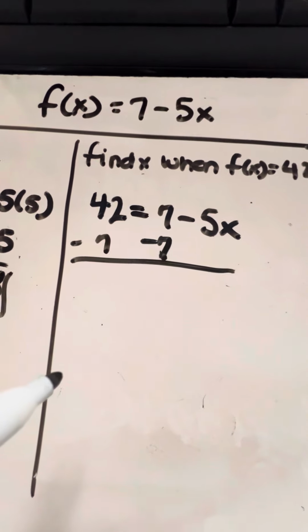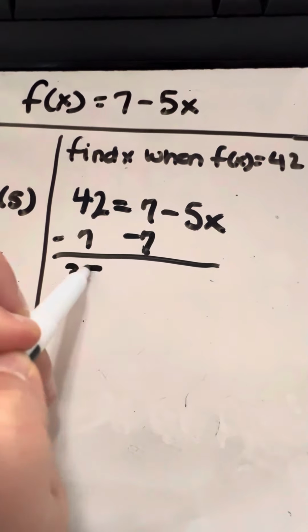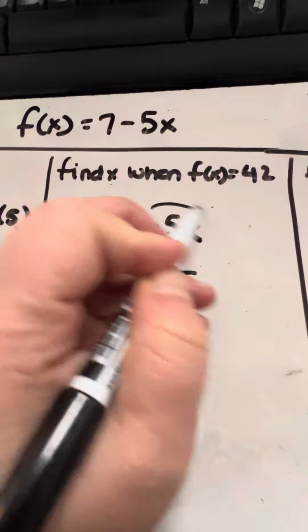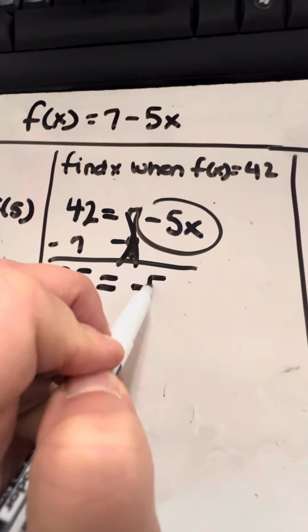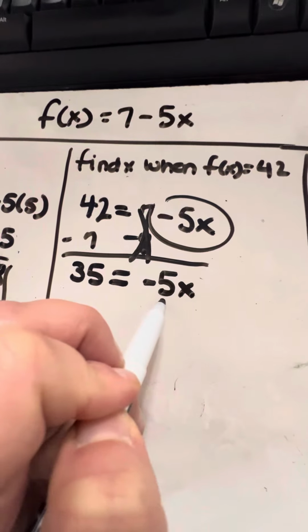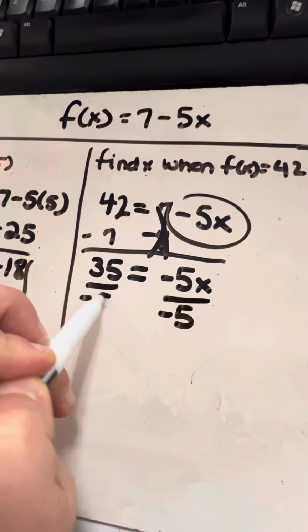And you're going to get 42 minus 7, which is going to give me 35. And you're going to have 35. These are now completely gone. And what you still have remaining on this side is negative 5x. So we want to get the opposite operation. This is multiplication right here. So we want to do the opposite, which is to divide both sides by negative 5.